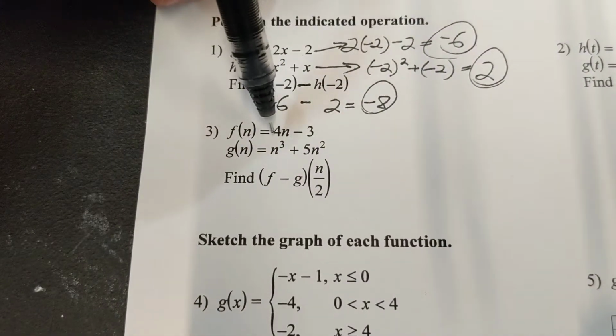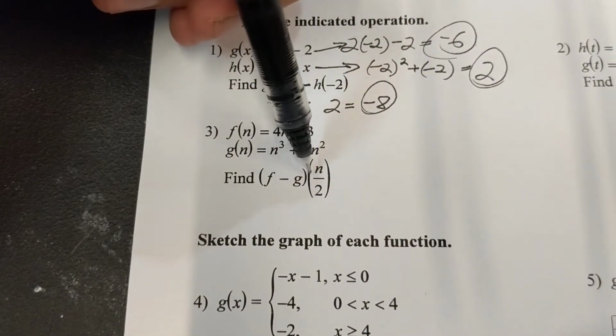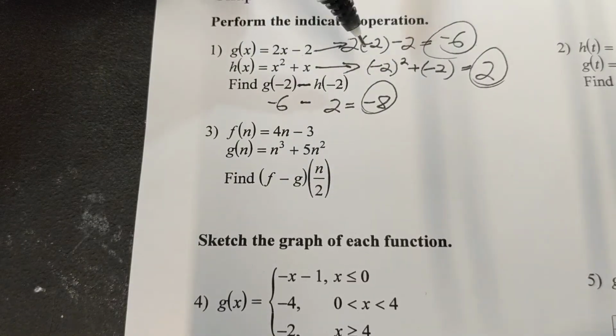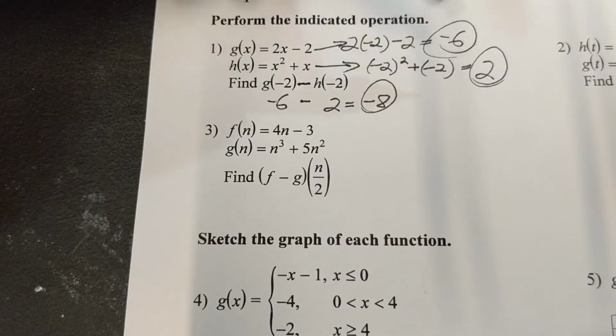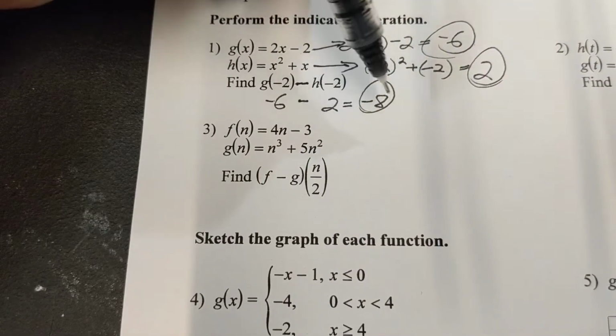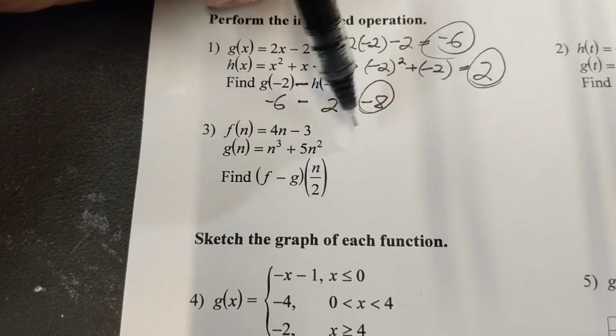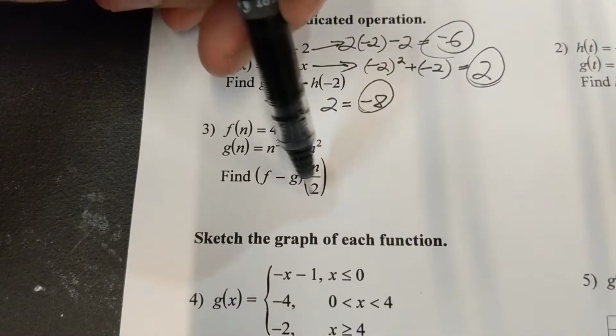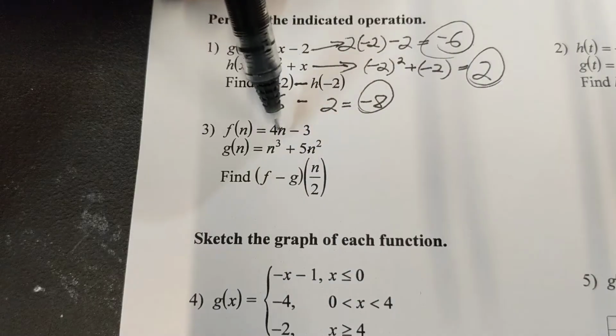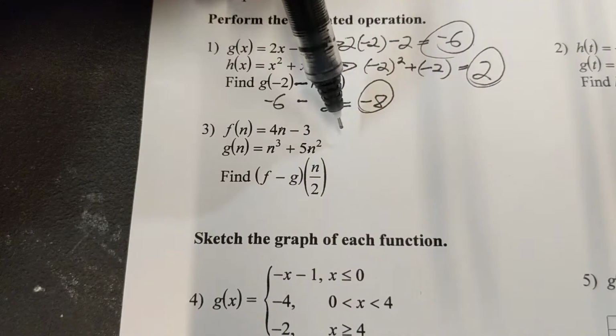If we had this one, we have f minus g again, but of n over 2. So these ones are a little bit more intense. We've got to shoot n over 2 into each one of these as we subtract them. And so f minus g still looks like it looks, but then we have to get n over 2 into each one of it. So you can do that. Put the n over 2 in place of the n's either before or after you put the functions together.